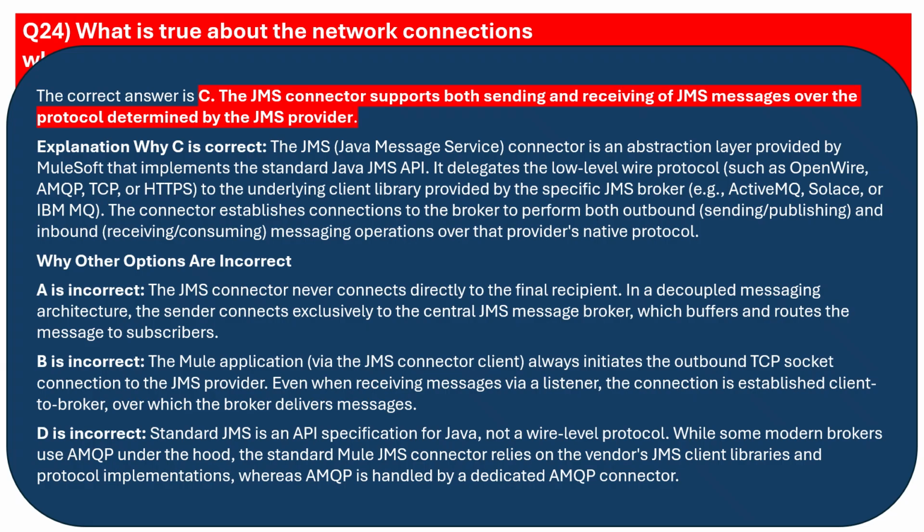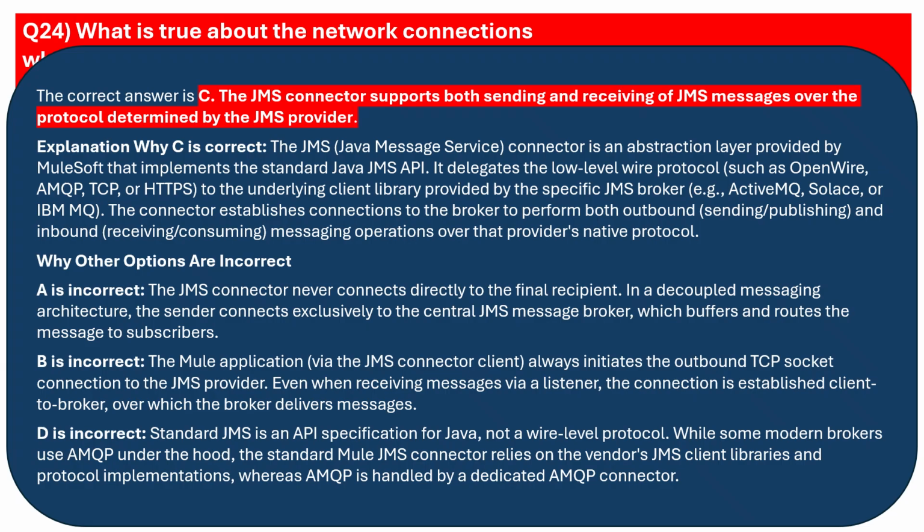Explanation why C is correct. The JMS (Java Message Service) connector is an abstraction layer provided by MuleSoft that implements the standard Java JMS API. It delegates the low-level wire protocol, such as OpenWire, AMQP, TCP, or HTTPS, to the underlying client library provided by the specific JMS broker, e.g., ActiveMQ, Solace, or IBM MQ. The connector establishes connections to the broker to perform both outbound (sending/publishing) and inbound (receiving/consuming) messaging operations over that provider's native protocol.